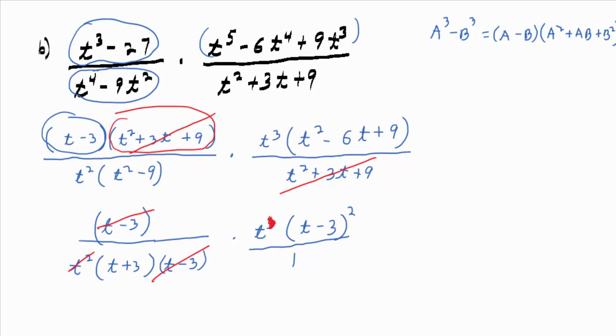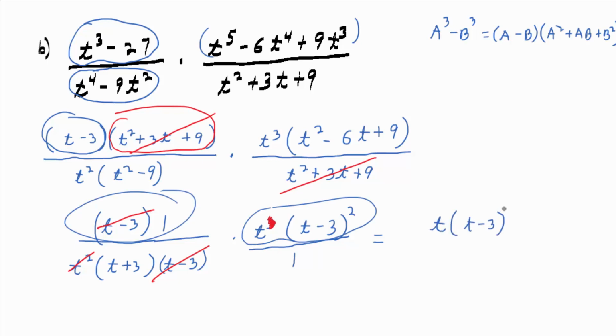Oh well. Don't forget to multiply straight across. Numerator times numerator, whatever's left. Denominator times denominator. What do you get? There's just a 1 left in this numerator, so what do you get? Just 1 times that guy? t times (t minus 3) squared. And then what's left in the denominator? t plus 3 times 1, which doesn't do much, so just t plus 3.